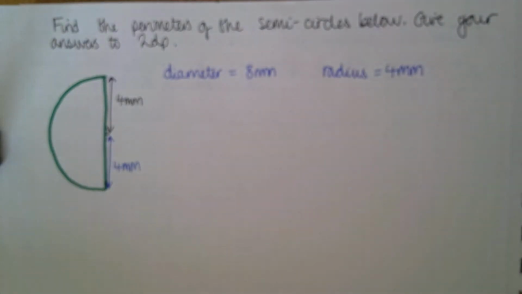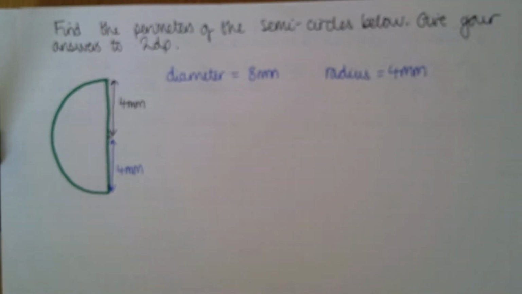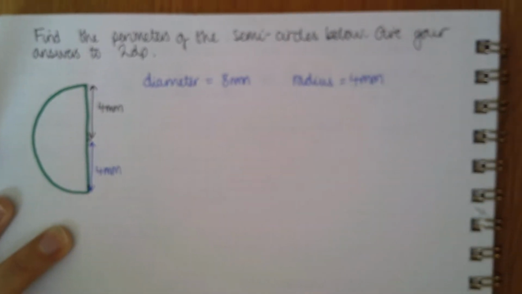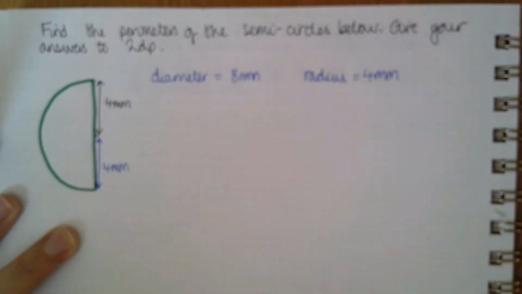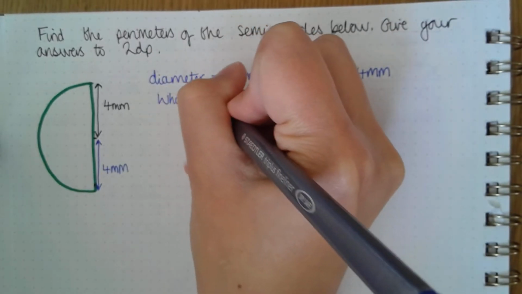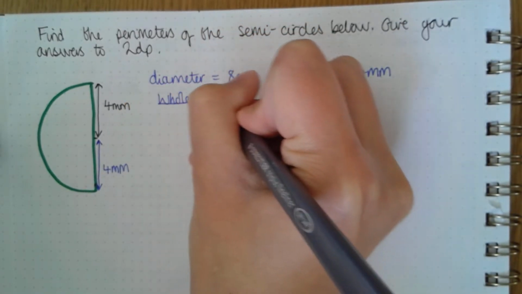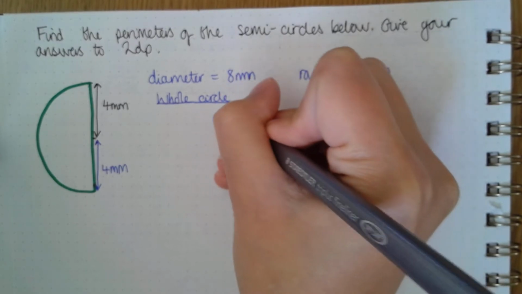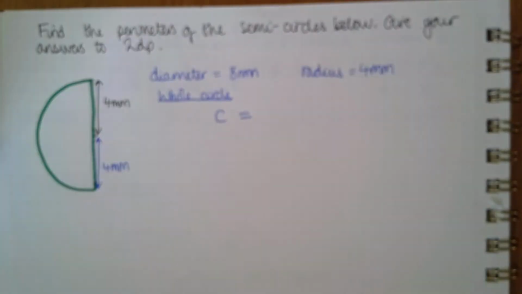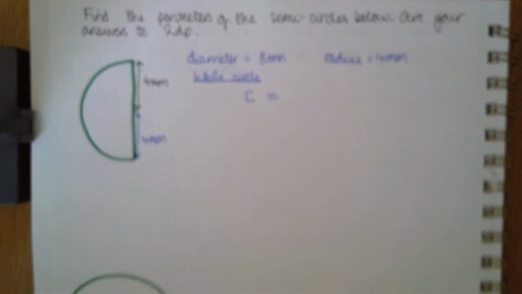In one of the last videos, you watched us find the circumference of a whole circle. So that's what we're going to start with, because obviously a semicircle is half of a circle. So we need to start by finding the circumference of the whole circle. We're going to put a little subheading of whole circle. Circumference is equal to, you can use either of the equations to find circumference. So you can either use pi d or 2 pi r.